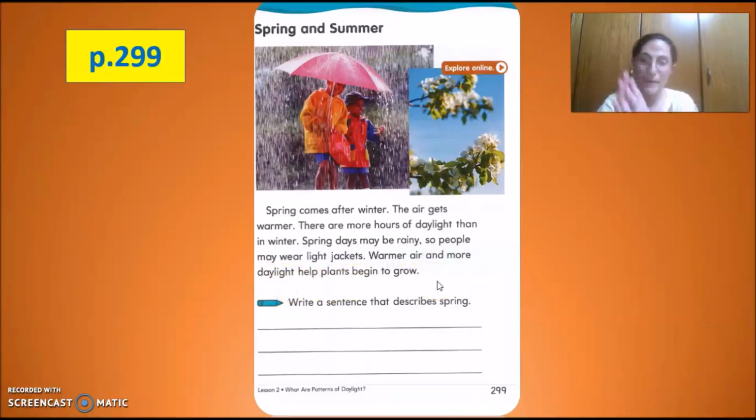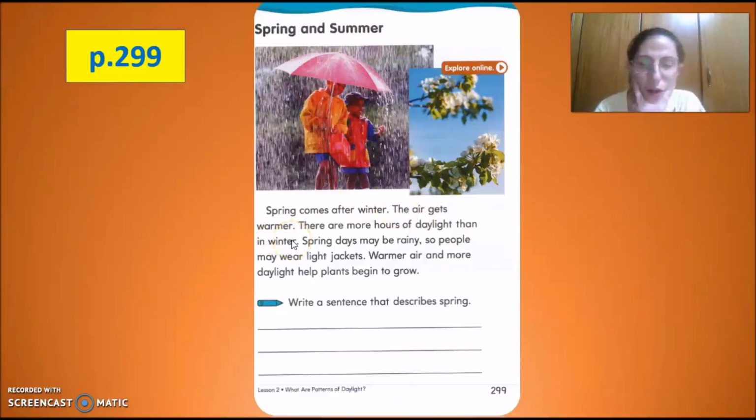So I'm going to explain. They're telling us that the spring comes after winter, and we already know that because we said that the seasons come in a pattern, which means every year we have spring, summer, fall, winter, or fall, winter, spring, and summer, right? So we know that the spring comes after the winter, and they're telling us that during the spring season it is warmer. They're telling us that it is warmer because we have more hours of daylight than in winter.